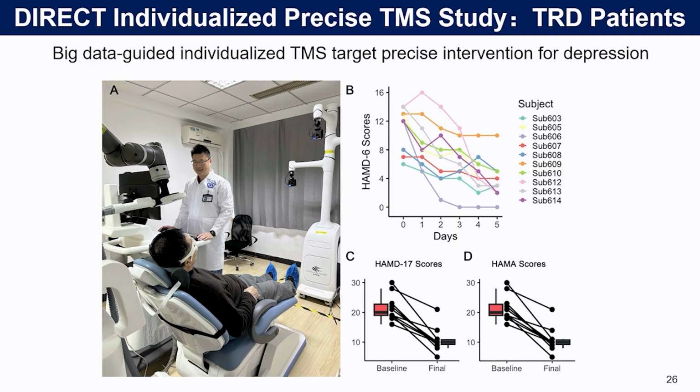And what we found, we just finished 10 patients with treatment-resistant depression. We simply used our algorithm with a robotic arm. And we found all the 10 subjects had a pretty good response in the 5 days of TMS stimulation. And this is before and after Hamilton depression or Hamilton anxiety. Seems pretty good for them.